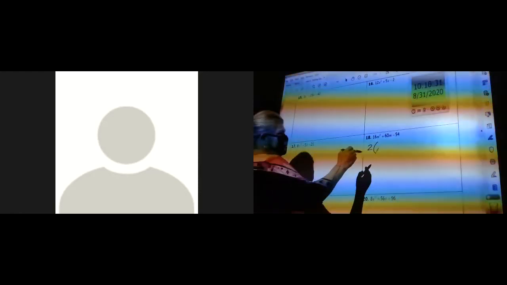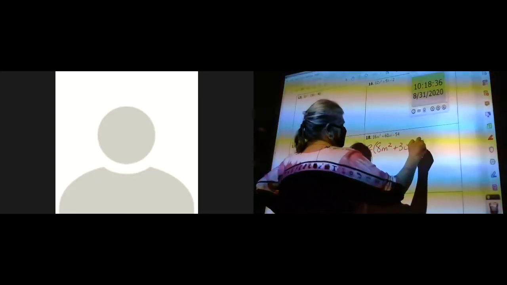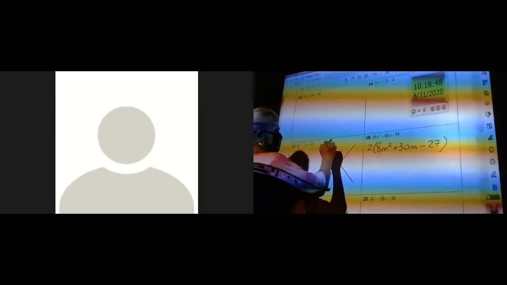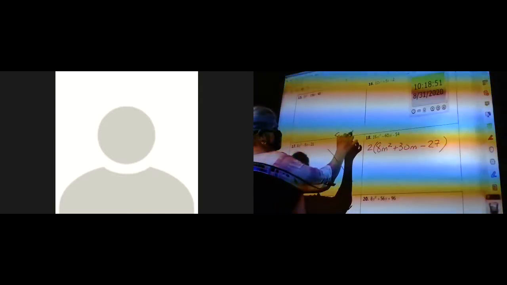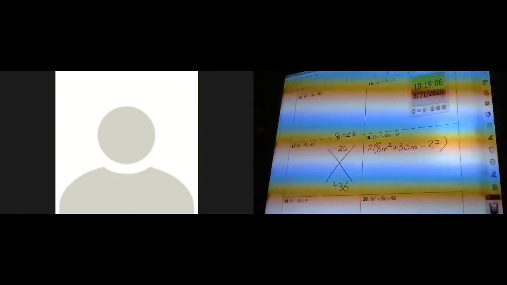8n squared plus 30n minus 27. That's how they do it. Okay, so now we have 8 times a negative 27. What is that? 216. So you have negative 216, and that has to equal positive 30. Alright, my calculator is not working.